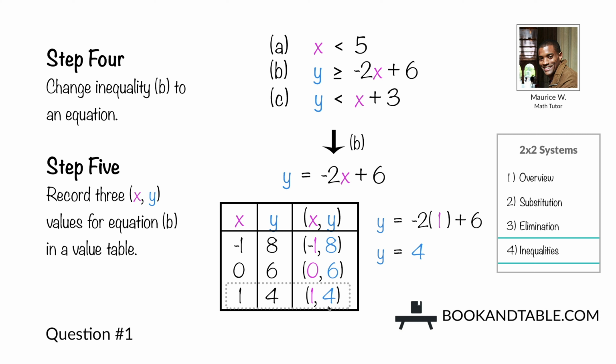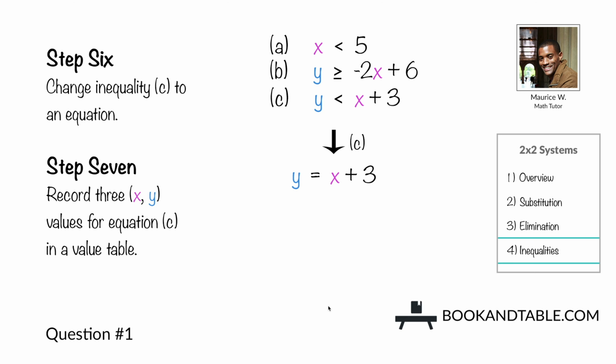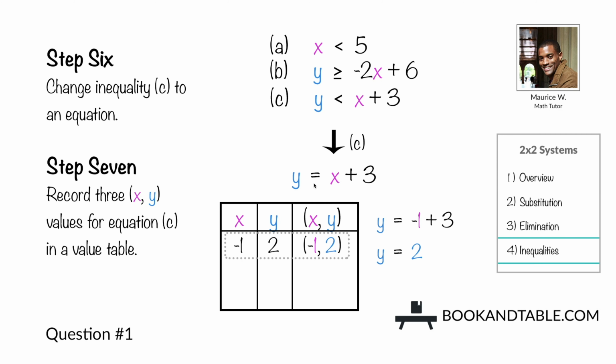And now that we have a value table for B, we want to create a value table for C. So step 6, change inequality C to an equation. So we change the less than sign to equal to. And now we plug in negative 1 for x, showing us y is equal to negative 1 plus 3, which is positive 2. So the first point in the value table is negative 1, 2.